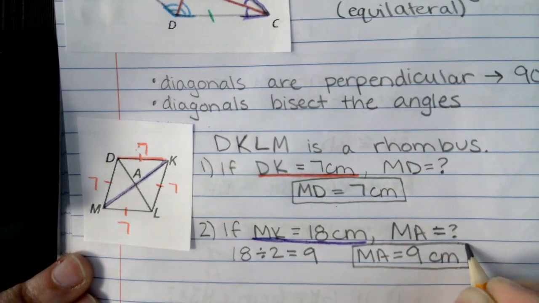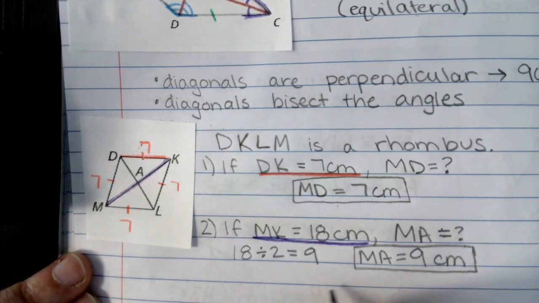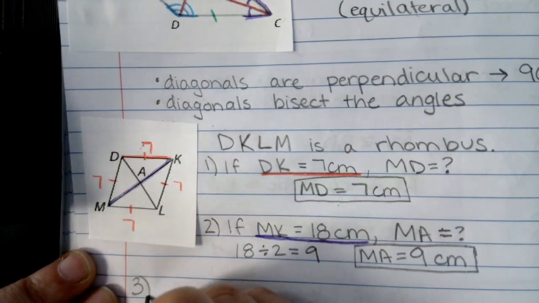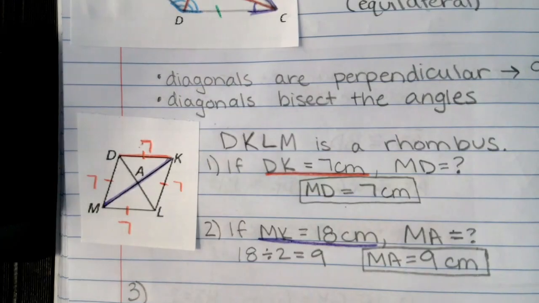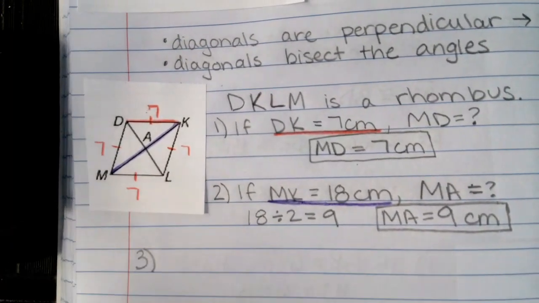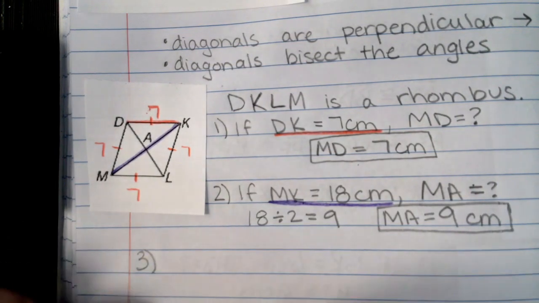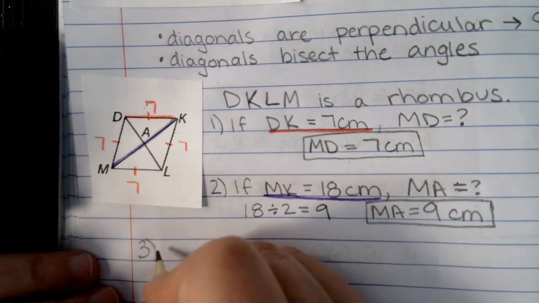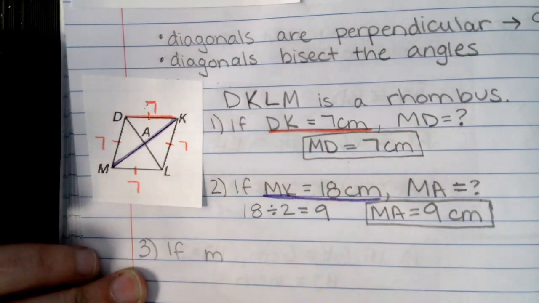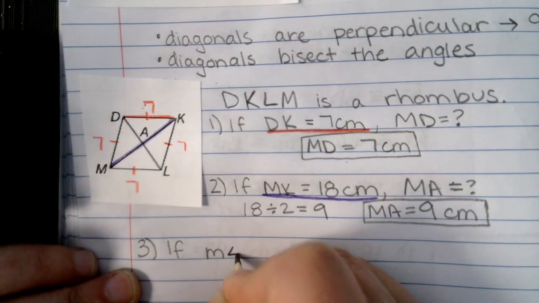Alright, these next ones are going to have to do with angles, and with angles we have to be really careful about how we name angles and how we look at the angles. So in this one we're going to say if the measure, and for measure we use a lowercase m, of angle LKA is 36 degrees, I want to know what would be the measure of angle KDM.